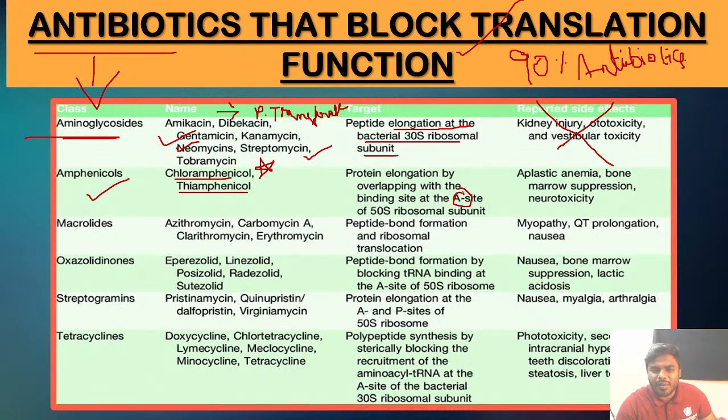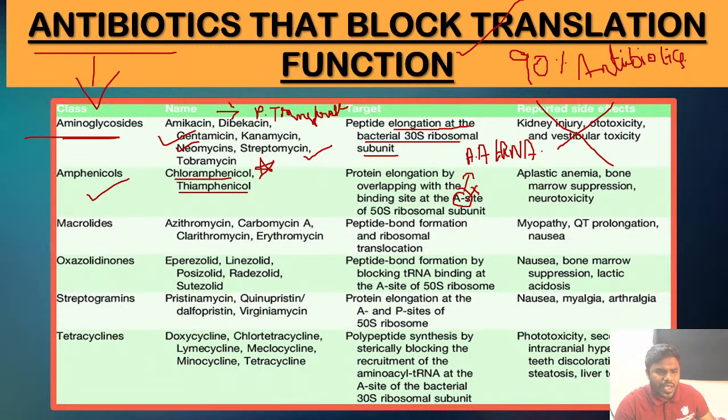We all commonly know, right, friends? To the A site, amino acyl tRNA will come and attach. You tell me, friends, do you think without tRNA any kind of protein synthesis will occur? Highly impossible, right? So chloramphenicol blocks the A site. By that, it can also stop the protein synthesis.